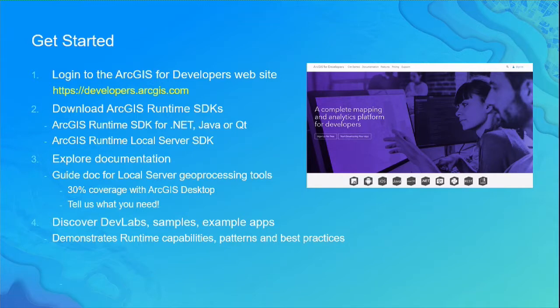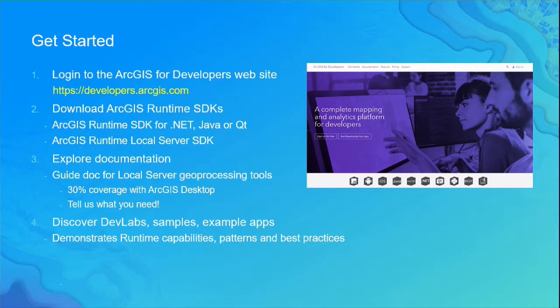And this item 2 here highlights the statement that Mike made earlier, that this is something that works with Runtime SDK for .NET, Java, and Qt. Runtime SDK for .NET is the WPF API. For Qt and Java, if it's working on Windows or Linux, you can use the ArcGIS Runtime Local Server SDK and the workflows that Mike covered earlier. All of that is available for download on the developer site.